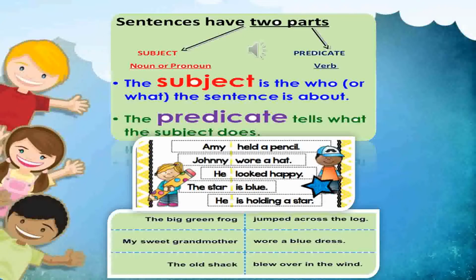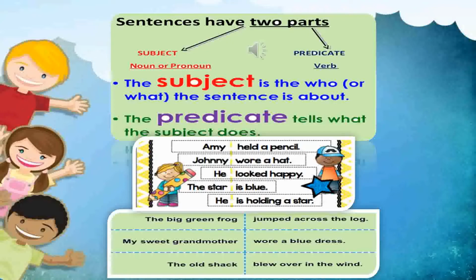And if we ask about the sentence, what does Amy do? We will get the answer, Amy held a pencil. So this held a pencil, the action done by the subject, is taken as the predicate here. Similarly, the following sentences have all been divided into two parts as subject and predicate.